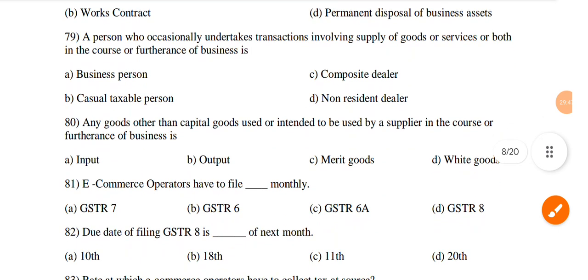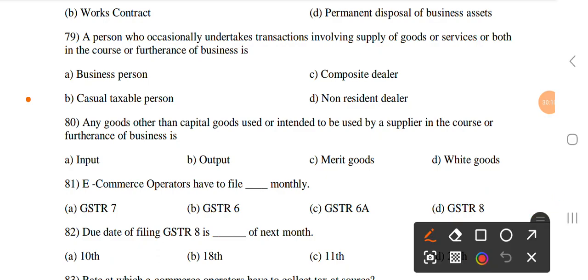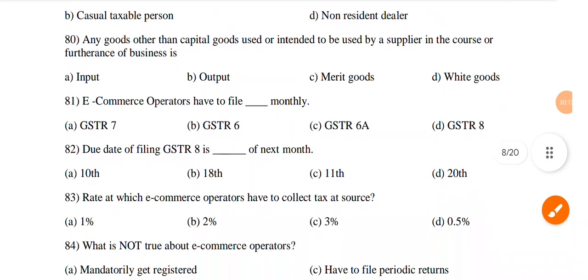Next question. A person who occasionally undertakes transactions involving supply of goods or services or both in the course or furtherance of business is option A, business person, B, casual taxable person, C, composite dealer, and D, non-resident dealer. The correct option is B, casual taxable person.